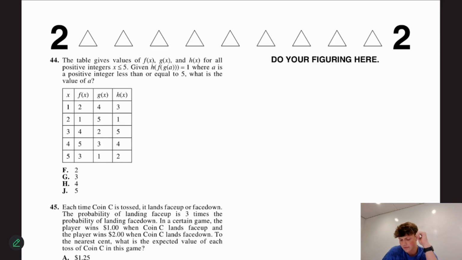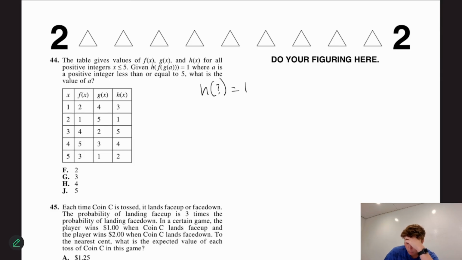The table gives values of f of x, g of x, and h of x for all positive integers x less than 5. Given that h of f of g of a is equal to 1, where a is a positive integer less than or equal to 5, what is the value of a? Okay, so we're looking for a value of a. We know h of f of g of a is equal to 1. That means h of something better be equal to 1.